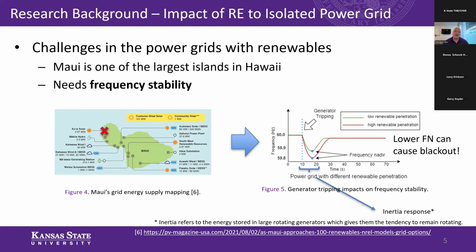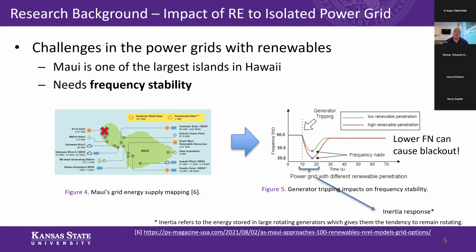So let's look at the specific challenges facing modern power systems, especially in an isolated power grid like Maui Island, Hawaii. Maui has seen a significant shift towards renewable energy with a mix of solar, wind, and battery energy storage, as shown in the figure on the left.